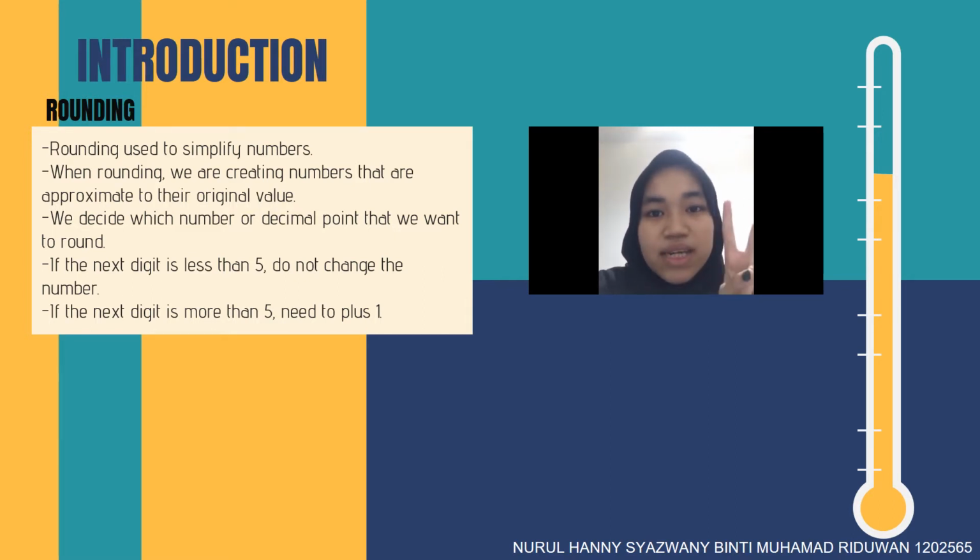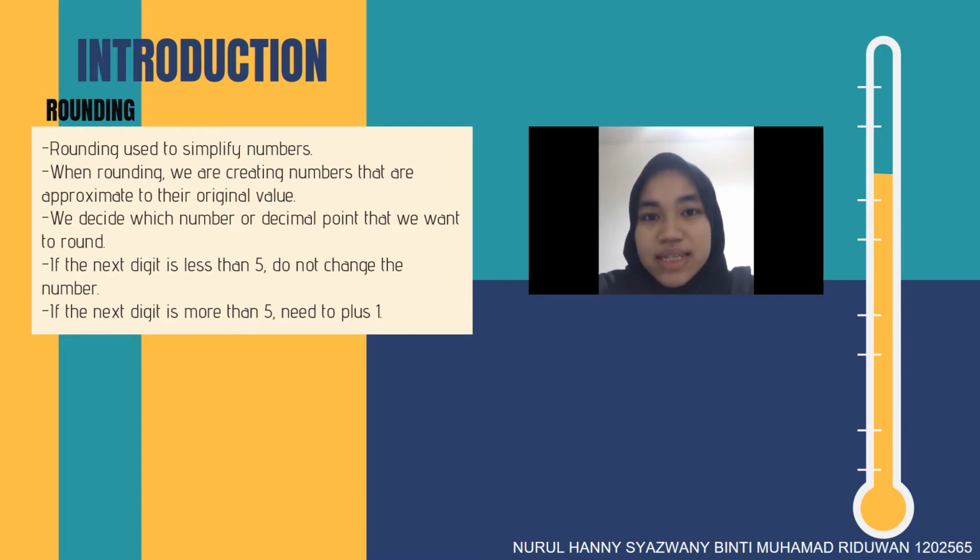The second one is significant figures. Significant figures are used to give us an answer to the appropriate precision. We use SF as an acronym for significant figures. As an example, 3SF is 37.7 Celsius. And the next one, if the numbers start with 0, we count the significant figures from the first non-zero number.